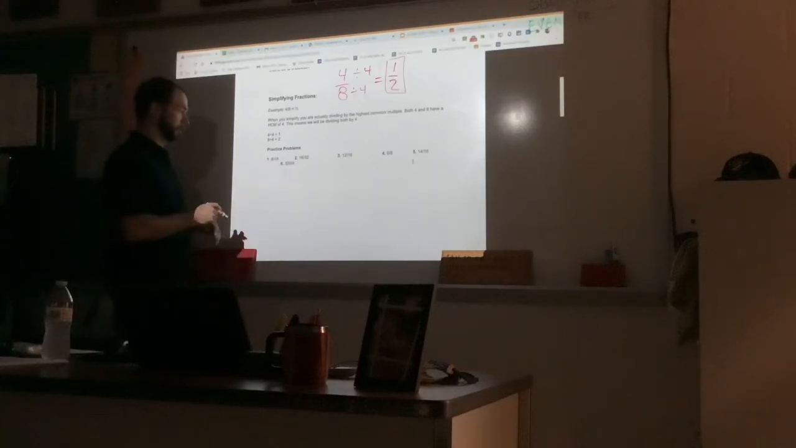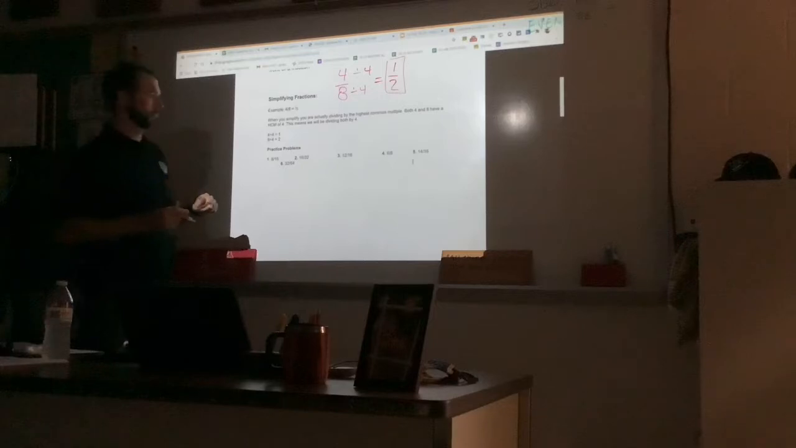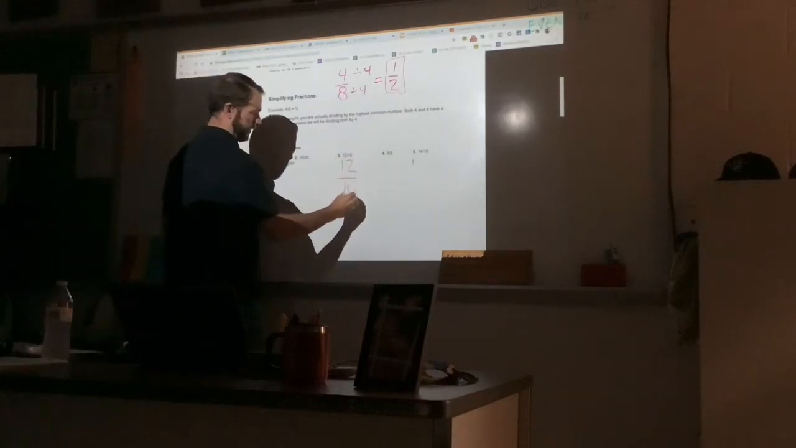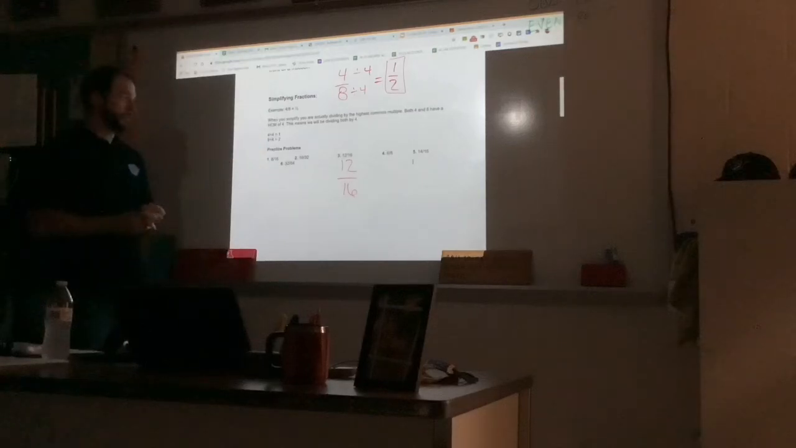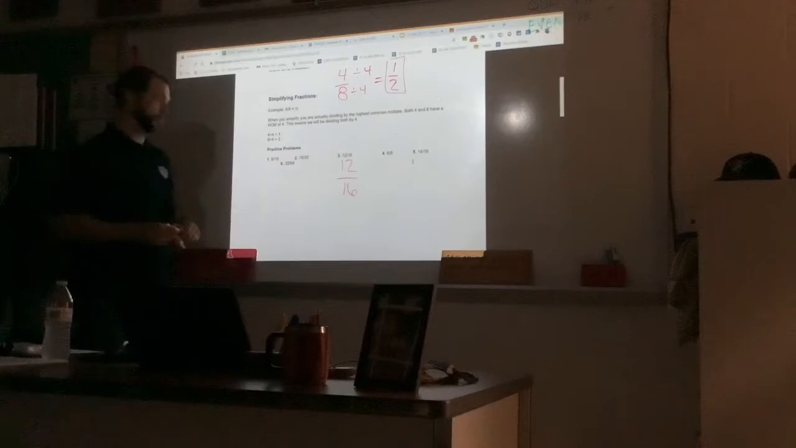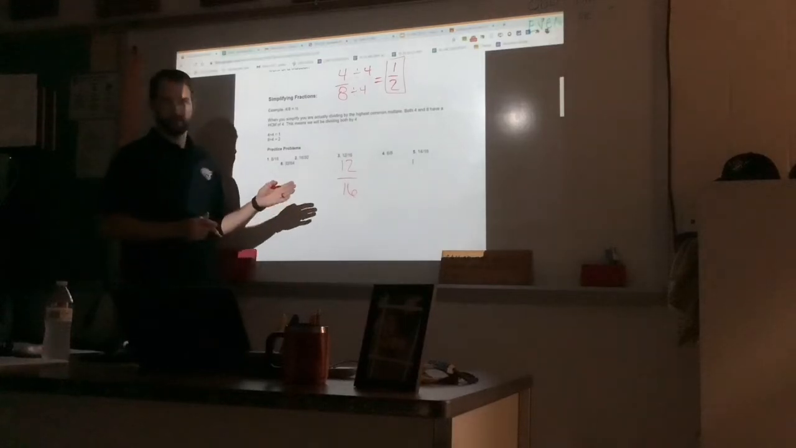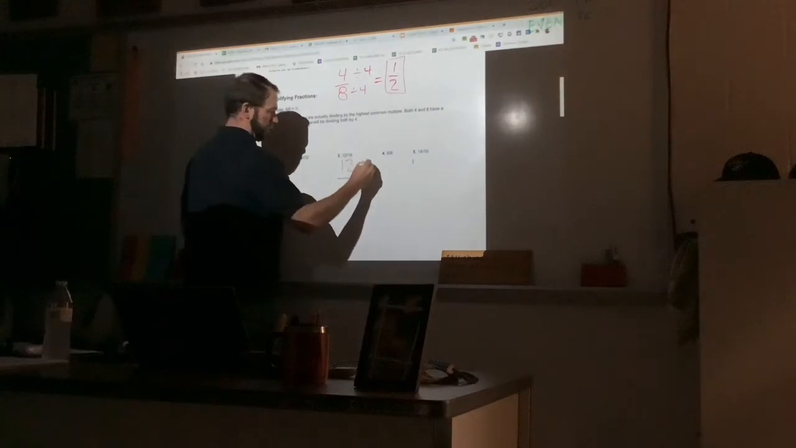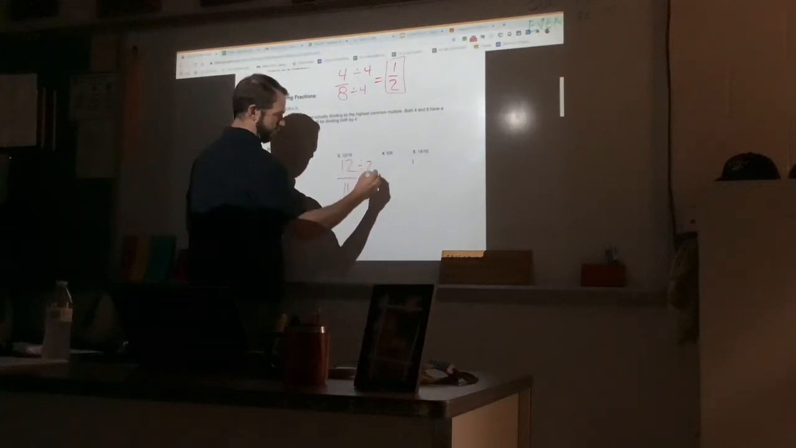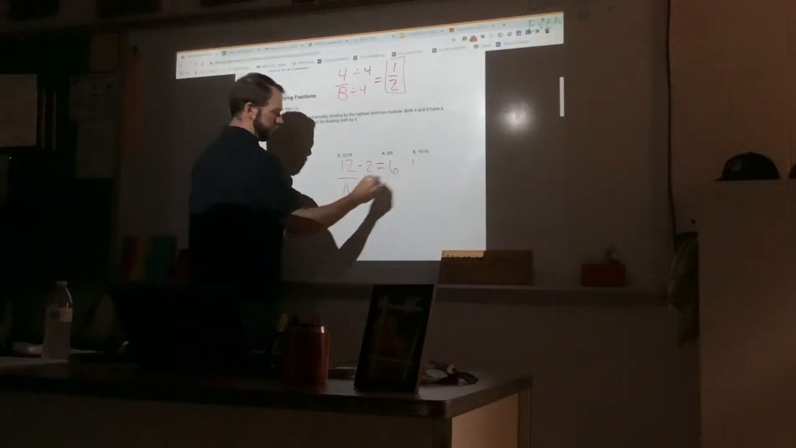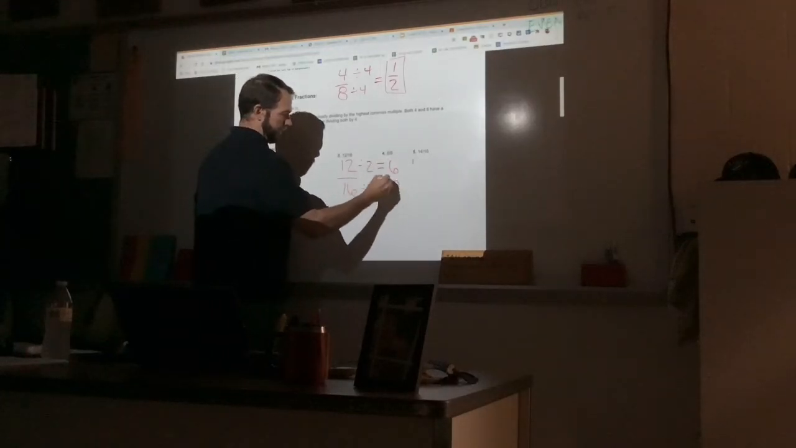Let's do number 3 here, where we have 12/16. If you don't know the largest number that'll go into both top and bottom numbers evenly, you can always start with 2. 2 will go into all even numbers. So 12 divided by 2 gives you 6. 16 divided by 2 gives you 8.